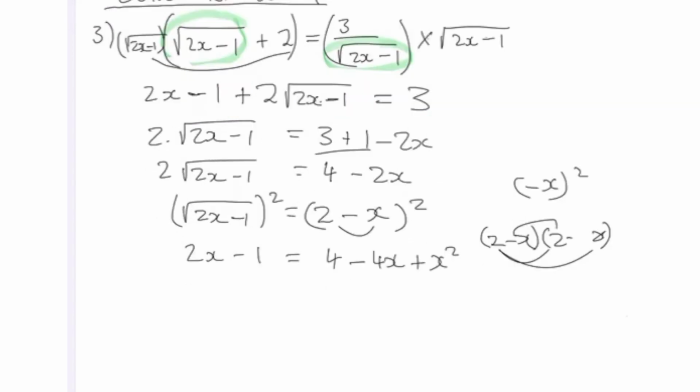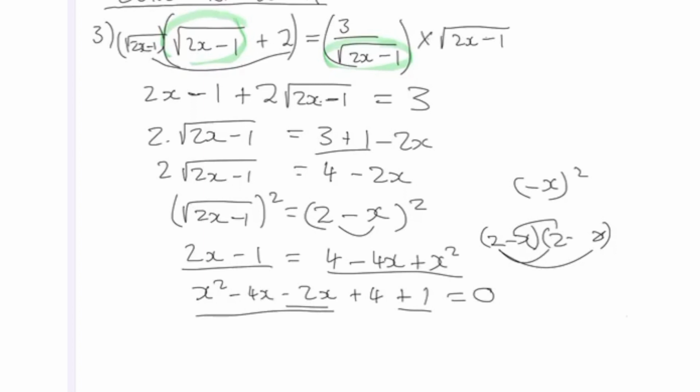Let's proceed. It means we're going to have x squared minus 4x minus 2x plus 4 plus 1, and that will give you 0. I changed the signs: positive 2x is now negative 2x, and negative 1 is now positive 1. Everything else on this side still has the same sign. The first two terms, and the plus 4 from there, still maintain their signs.